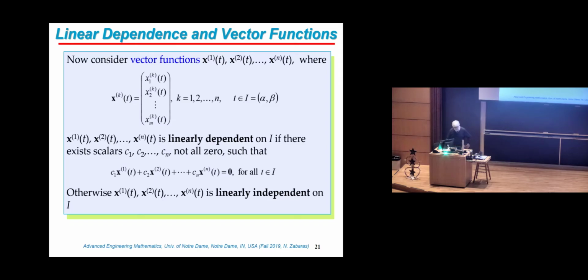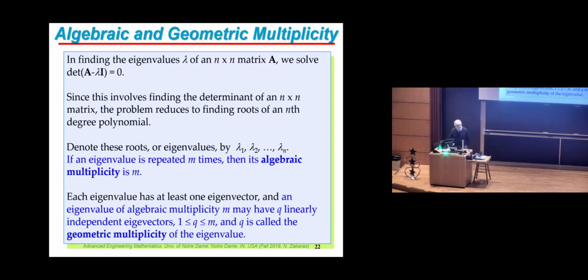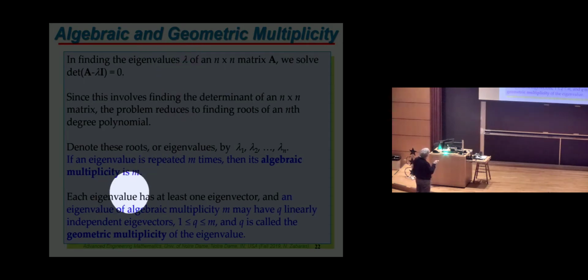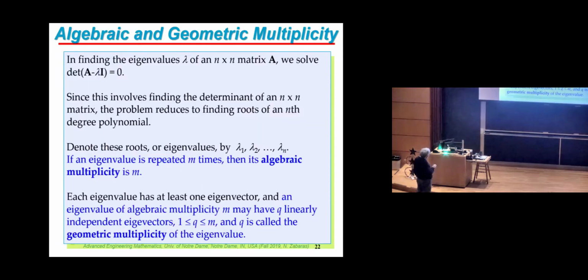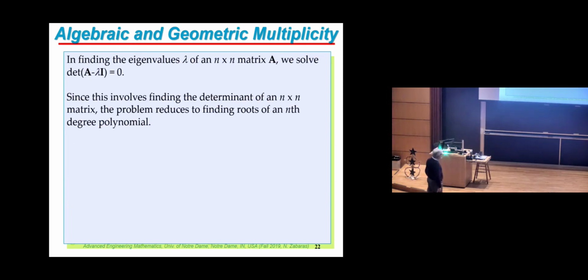And let's move to 22. I'm going to do some reminders from linear algebra again. If you remember, we're solving eigenvalue problems. So we have a matrix A, and we find the eigenvalues. I want to remind you of two different terminologies, the algebraic multiplicity of an eigenvalue and the geometric multiplicity of an eigenvalue. I removed the definitions, so you tell me, what's the algebraic multiplicity of an eigenvalue?